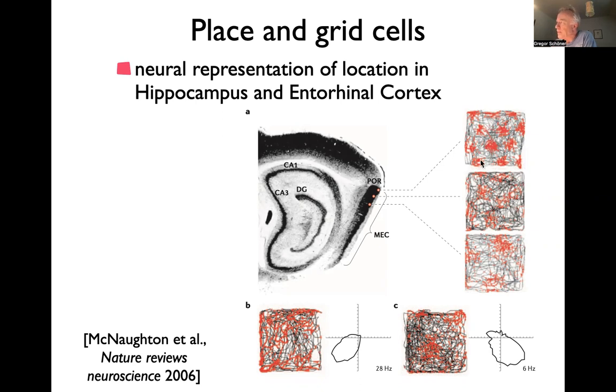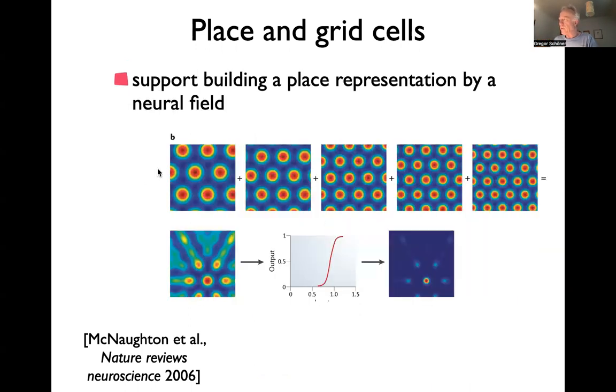regular grid. Like this, the red spots are locations of the animal in a terrain where this particular cell fired a lot. Here's a different one, fires in these spots. This one fires in all those spots, and you see different ones fire a little bit in different spots. So these different patterns, grids, differ in their grid size and the angular orientation of the grid. Here's a theoretician's version of that. And this would be possible different grid cells, for instance.